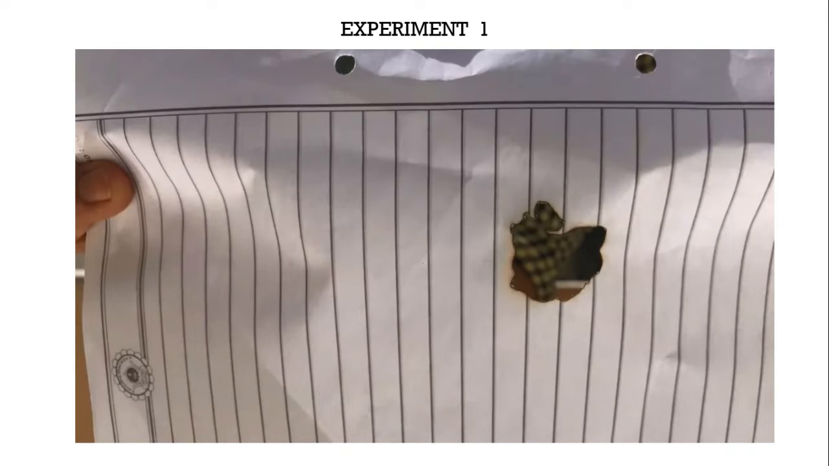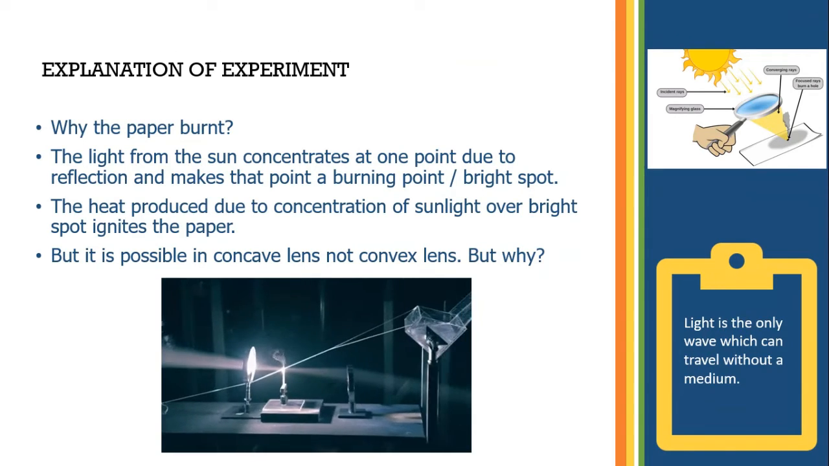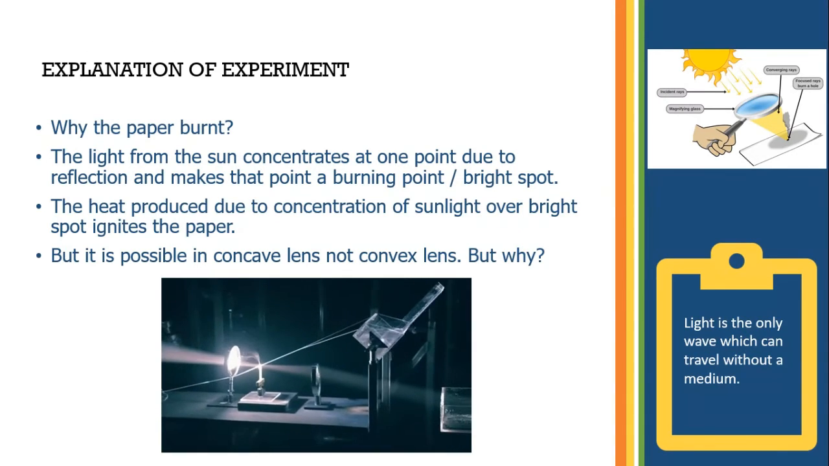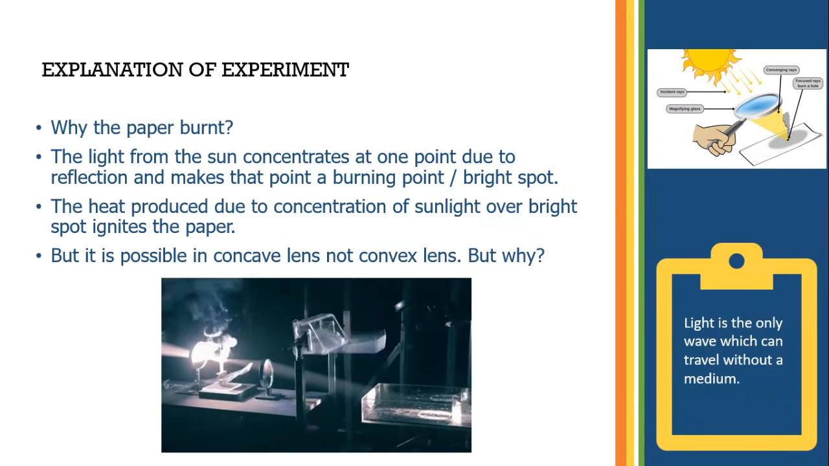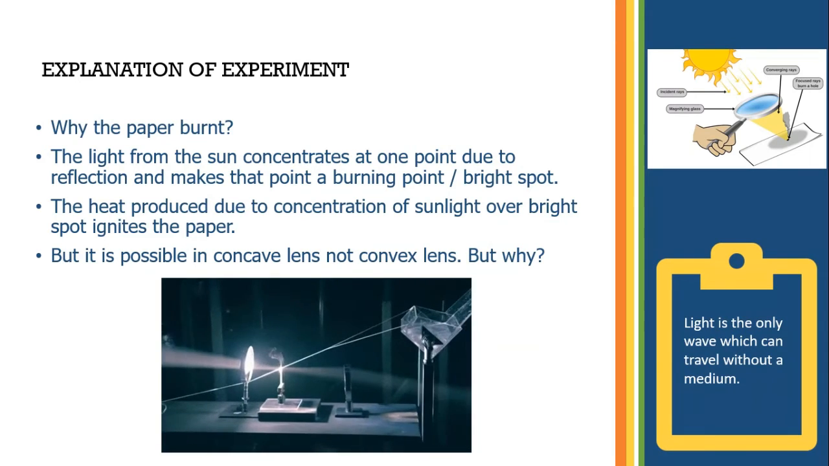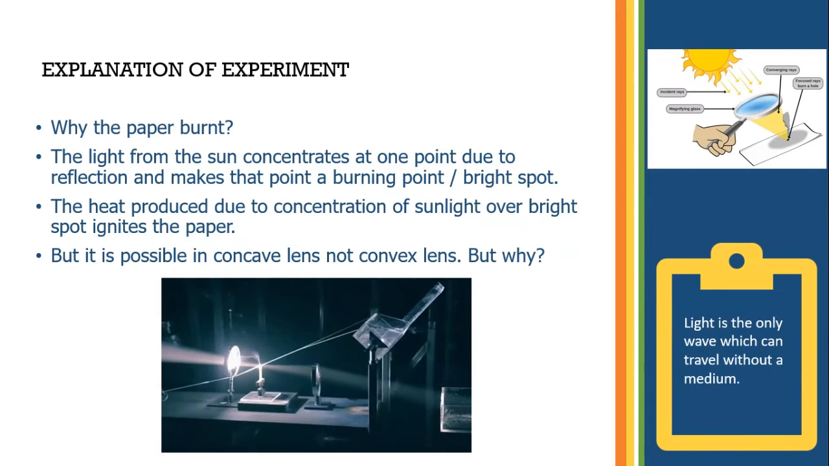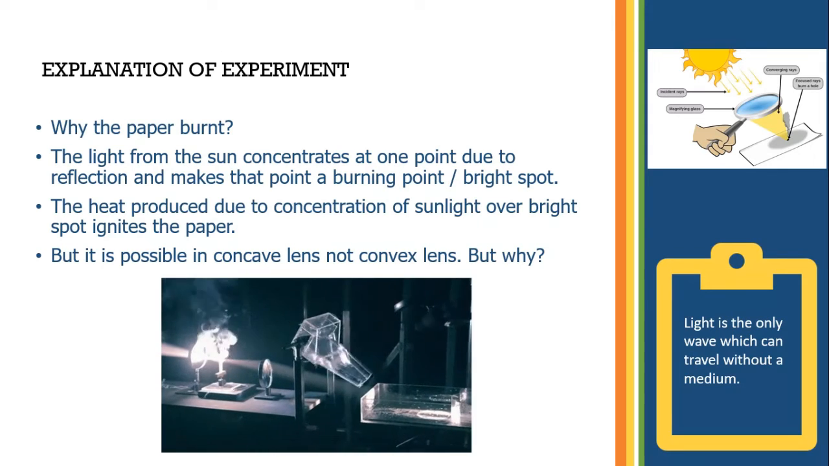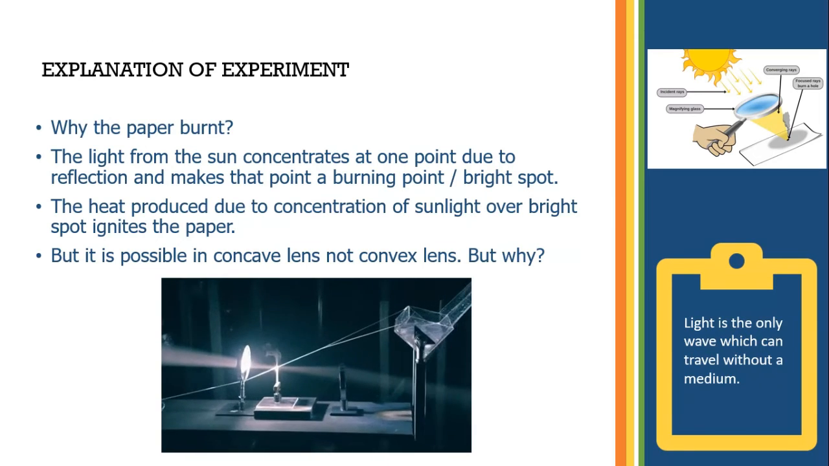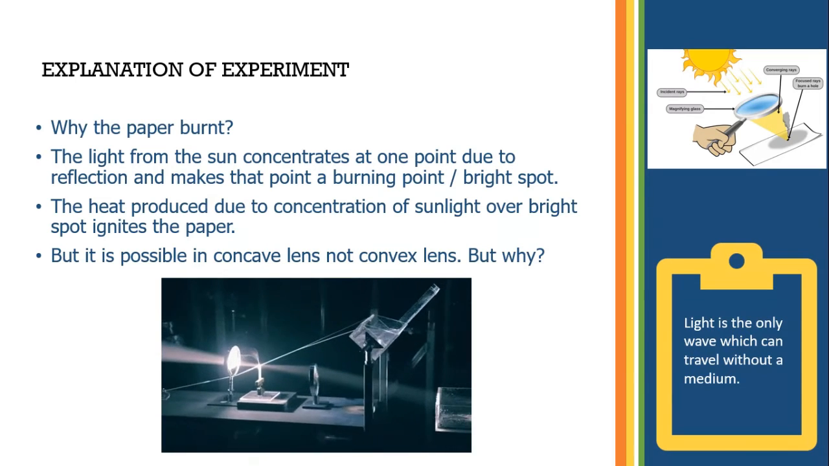But how the paper burnt? There should be some reason behind it, right? So what does the lens do? When the sunlight is passing through the lens, it reflects and concentrates on one point, that is a bright spot, or you can say burning point. It concentrates on one point, and due to this reflection, paper starts burning. But this is possible only in concave lens, not convex lens. Why? We will see the reason.